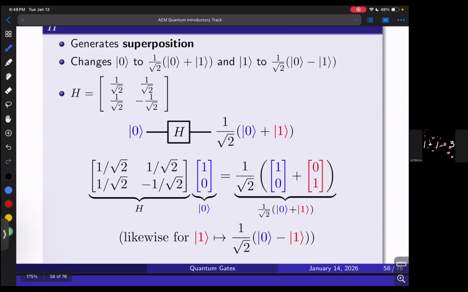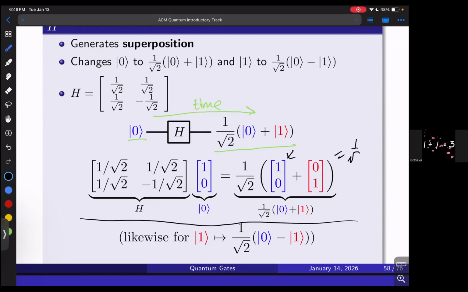And here's the same circuit diagram. So again, time left to right. If you start in the 0 state, you'll end up in this equal superposition state. And here's the matrix math on it by just multiplying the Hadamard matrix times the 0 vector. Is that clear with everyone? And you get this vector sum, which you can collapse into 1 over root 2 times (1, 1). It has to do with changing 1 with that negative in front, and that's where this term comes from.